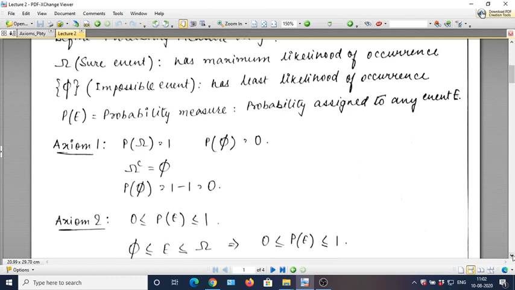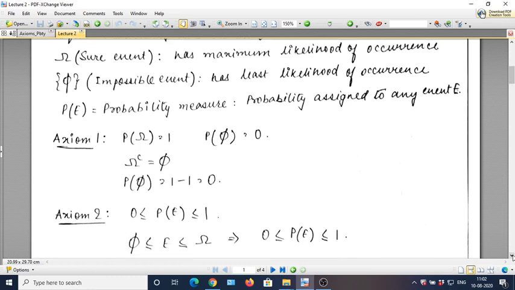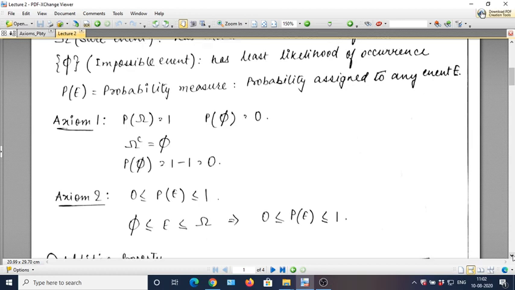Okay, the next one, as I mentioned, the measure for the probability of occurrence of any given event should lie within this range. So therefore we say let P of E lie between 0 and 1. That simply follows because psi is a subset of E, and E itself is a subset of omega, and therefore because of this we get that the probability measure should lie within this range.